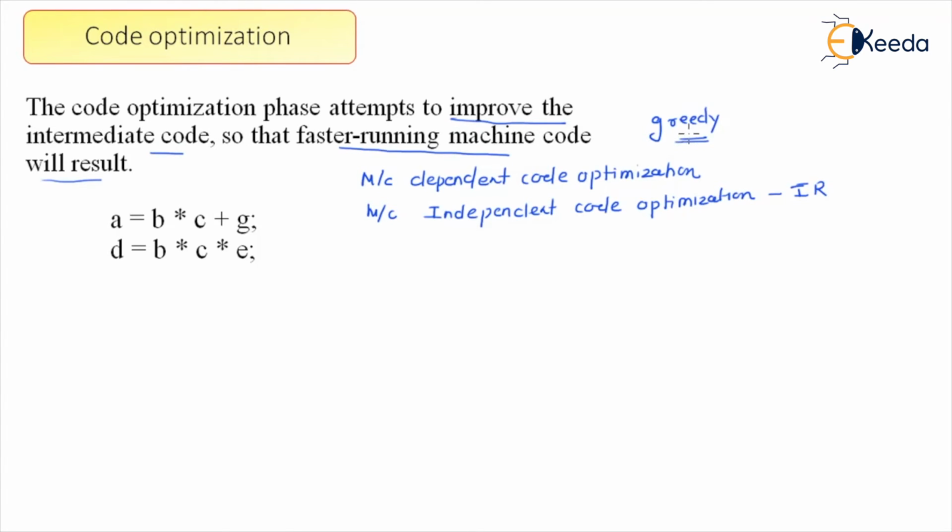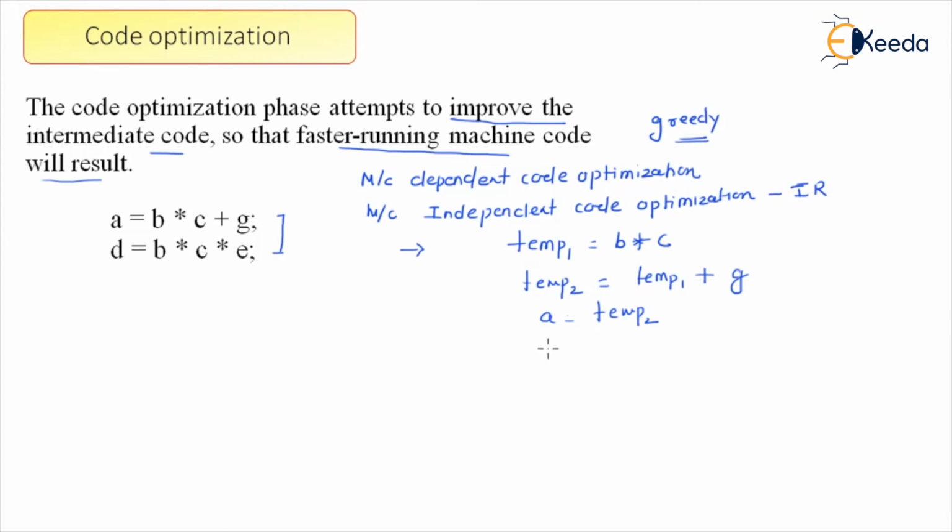Minimization may happen. So one simple example I can give you of code optimization, though I have not kept the same problem for each and every phase, is here: A is equal to B multiplied by C plus G. If I generate intermediate code for this, I will generate something like 3 address code. Let's say temp1 is equal to B multiplied by C, then temp2 is equal to temp1 plus G, and finally A is equal to temp2.